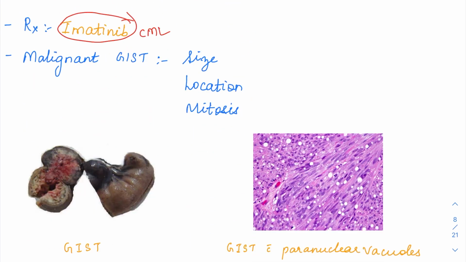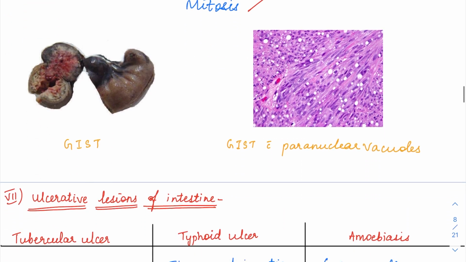Okay. So there is a risk stratification for classifying this GIST as benign or malignant. The malignant behavior of this GIST will be determined by the size of the tumor, the location of the tumor, and also the number of mitoses, that is the proliferative activity of this GIST. So based on the size, location, and mitosis, we will determine whether the GIST is malignant or not.